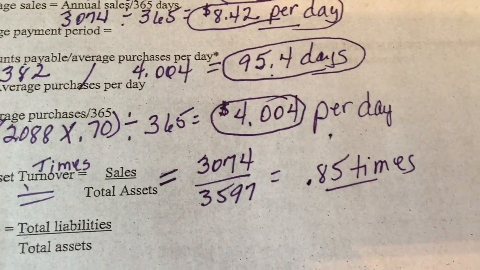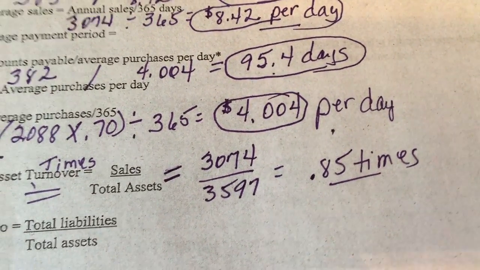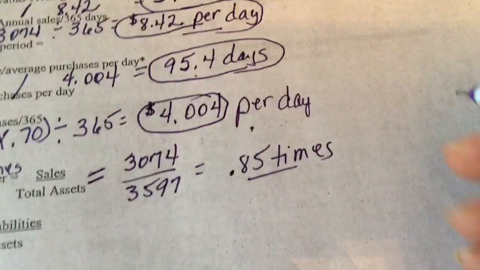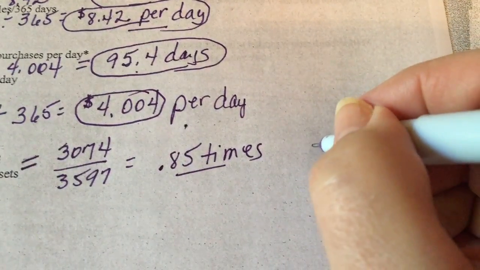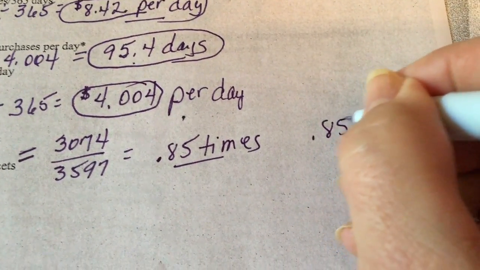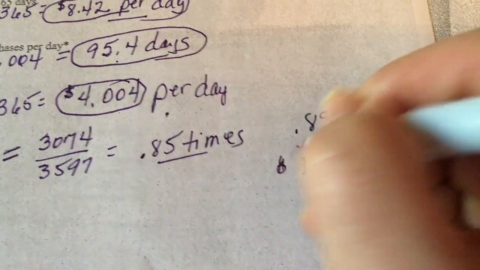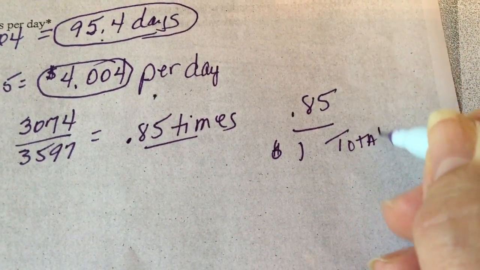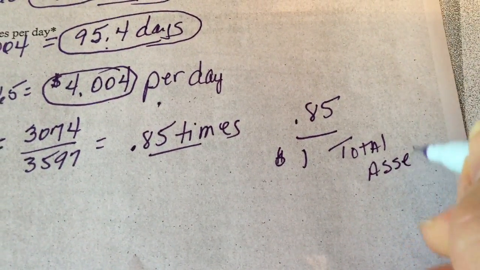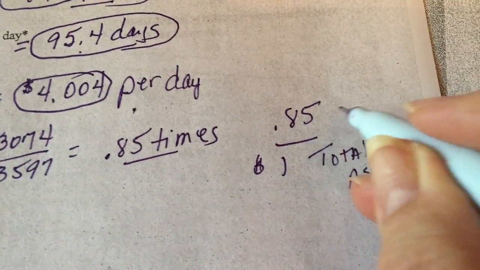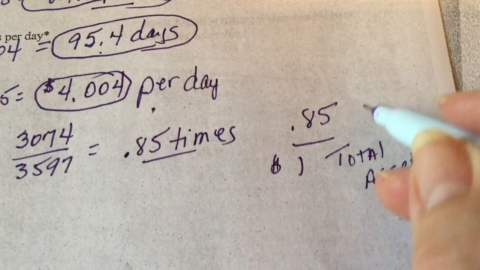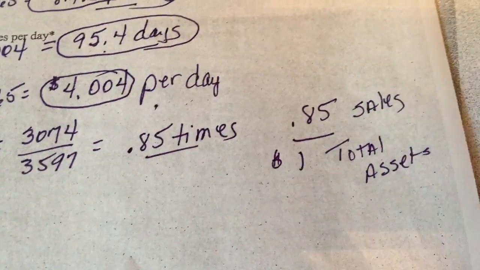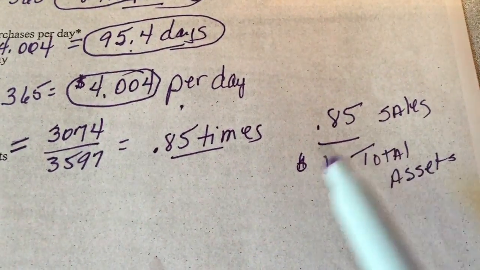We're generating sales almost 0.85 times for every $1 of assets. You can also evaluate it like this by putting it 0.85 over 1. That means that for $1 of total assets, we're selling 85 cents of merchandise. Okay, 85 cents in sales for every $1 of total assets. So it can be looked at in that manner also.